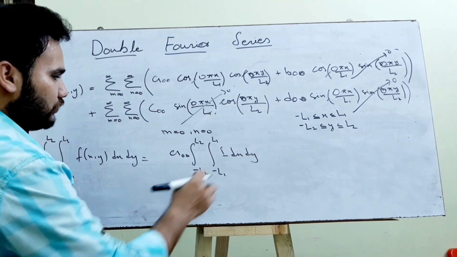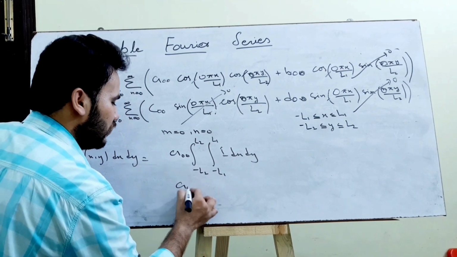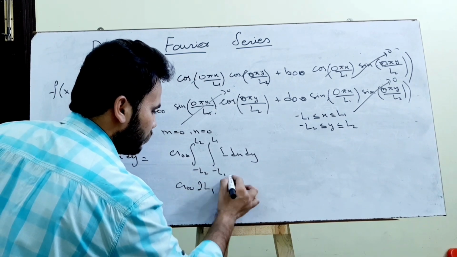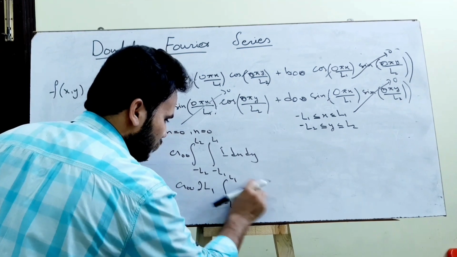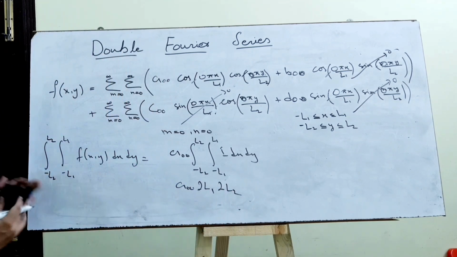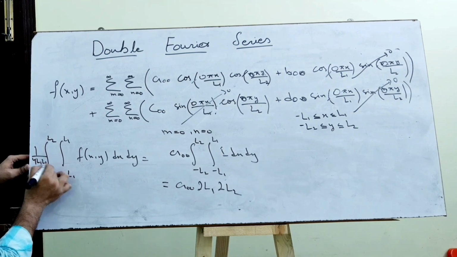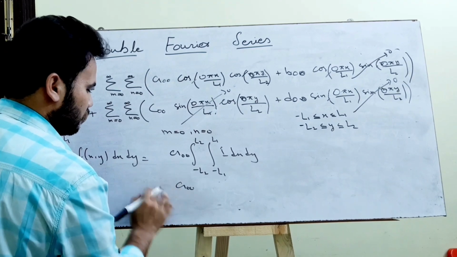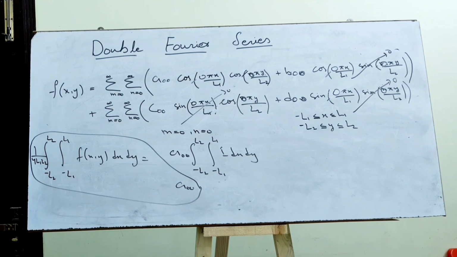From here we know that this will be a00 times 2L1, and then again times 2L2. So a00 equals 1 over 4 L1 L2, and this is our a00.